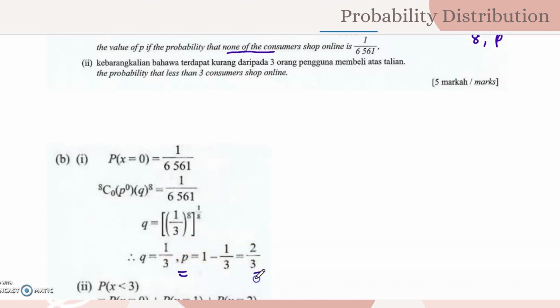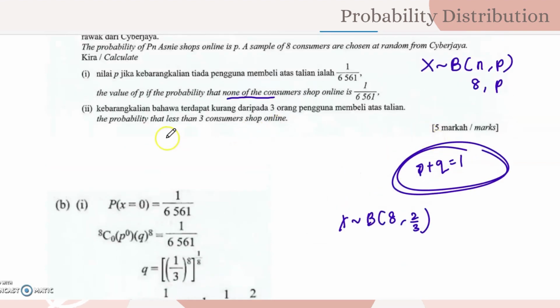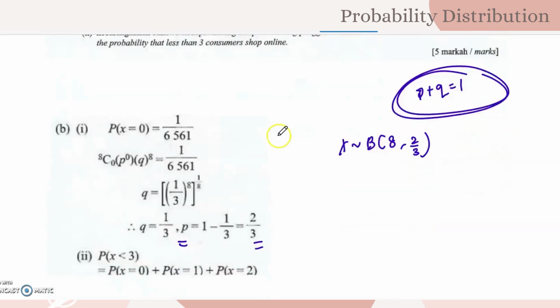The probability is 2 over 3. Okay, so we can put into the parameter. So we have n equal to 8 and then p is 2 over 3. Okay, so you have to know that p plus q is equal to 1. Okay, inilah dia formula.